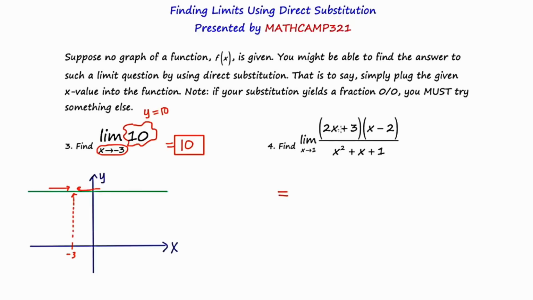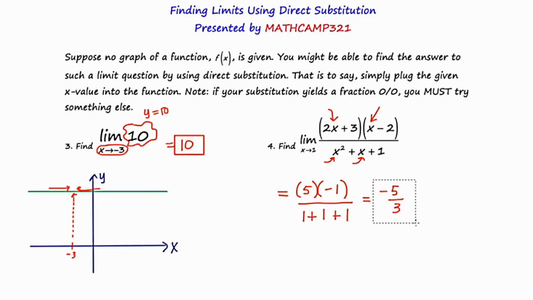If I plug in 1 for this x right here, I get 2 times 1, which is 2, and 2 plus 3 is 5. Now when I plug in 1 over here, I get 1 minus 2, which is negative 1. And going to the denominator, plugging in 1 here, 1 squared of course is 1. And then I'm going to add to that another substitution, which would be 1. And then the trinomial ends with another plus 1. So in the end, we end up getting negative 5 over 3, negative 5/3. It's not 0 over 0. It's a perfectly reasonable answer. So the answer to this last question is negative 5/3.